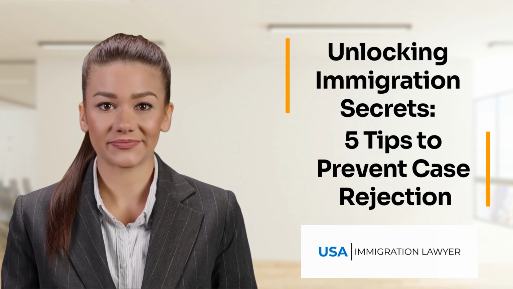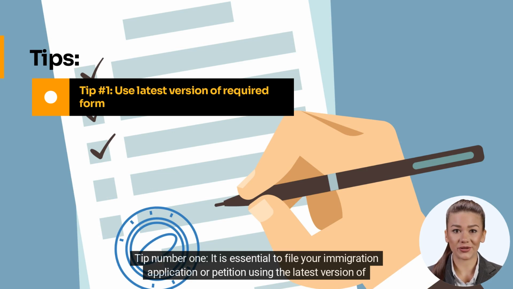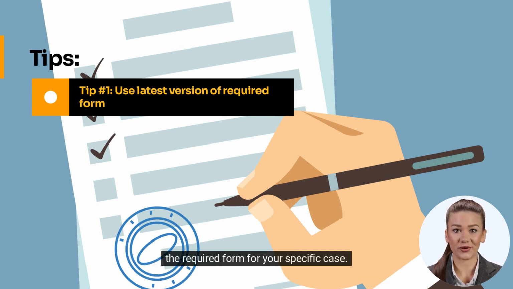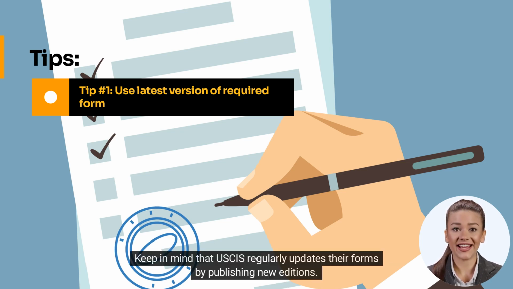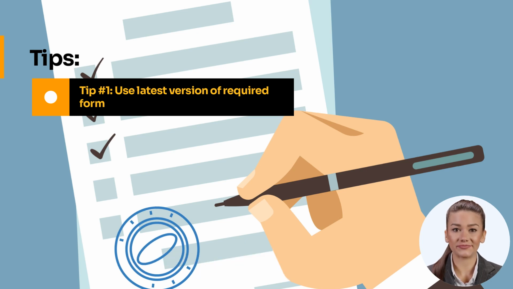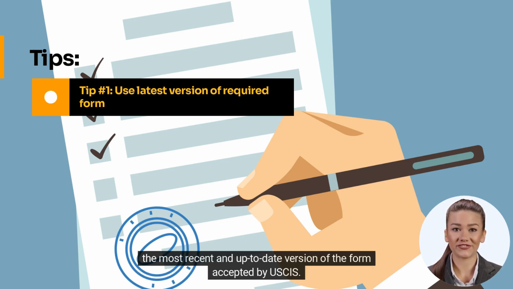Let's begin. Tip number 1. It is essential to file your immigration application or petition using the latest version of the required form for your specific case. Keep in mind that USCIS regularly updates their forms by publishing new editions. Therefore, when you are preparing your immigration application or petition, ensure that you are utilizing the most recent and up-to-date version of the form accepted by USCIS.